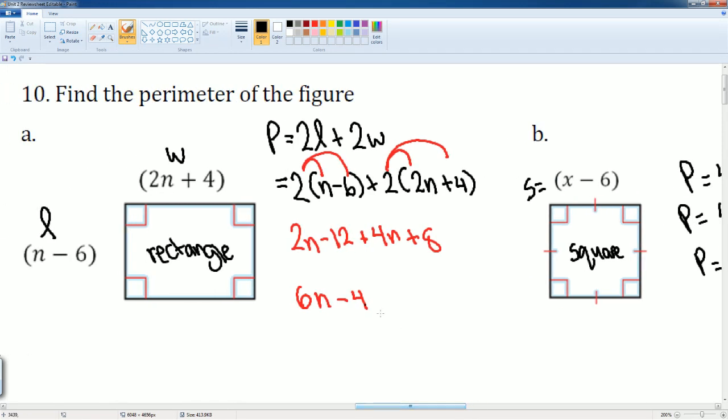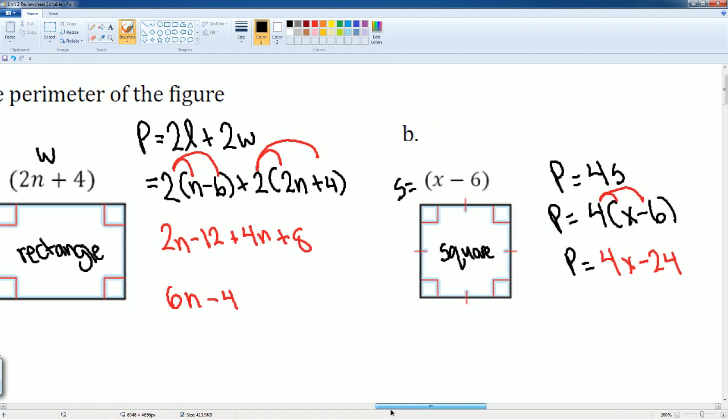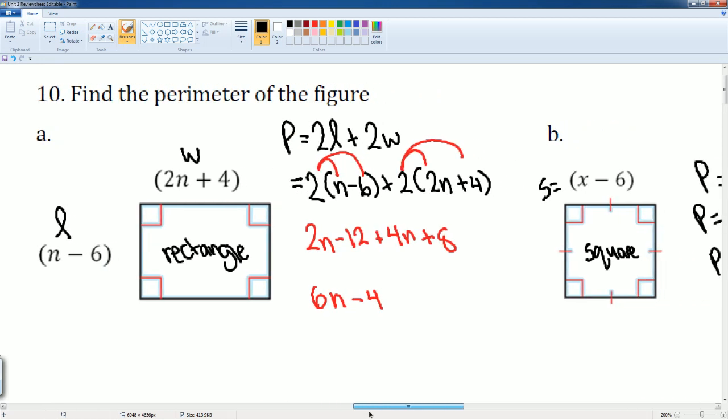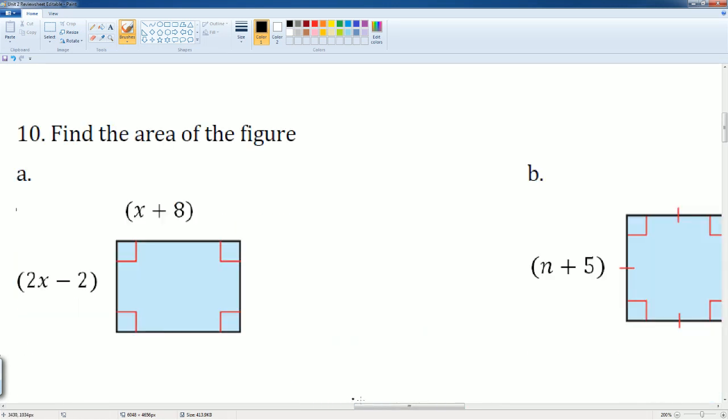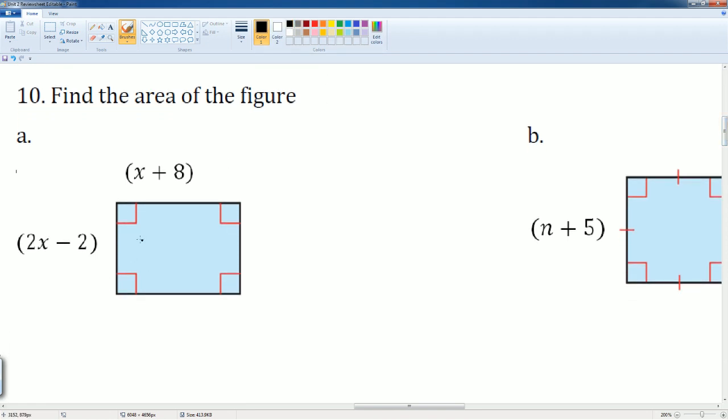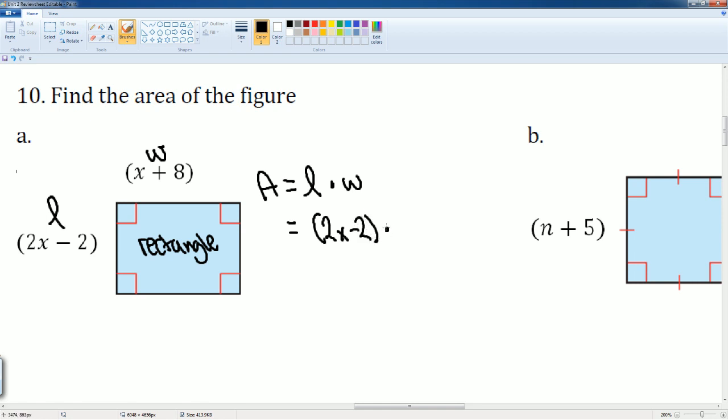Notice the formula for the perimeter of a rectangle is different from the formula of the perimeter of a square. Let's look at finding the area now. Number 10, this is the area of a rectangle. And we know the area of a rectangle is equal to the length, which can be this one, times the width, which is right here. Let's take a look. The length, 2x minus 2 times the width, which is x plus 8.